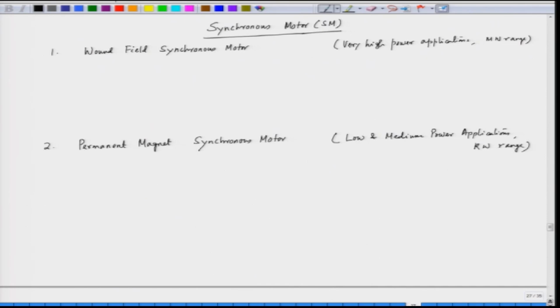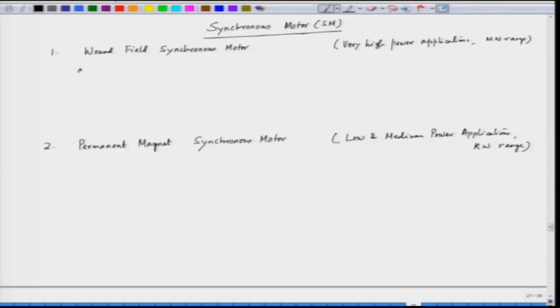Now, in case of wound field synchronous motor, we have two types of rotor. One is called a cylindrical rotor type, the other is called a salient pole rotor type synchronous motor. So, let us see the cylindrical rotor type wound field synchronous motor.